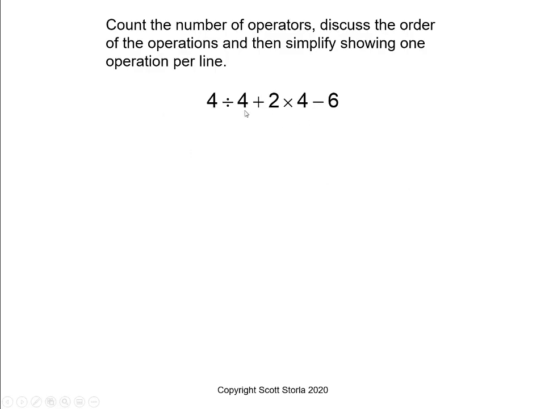4 divided by 4 is 1. 2 times 4 is 8. 1 plus 8 is 9. And then 9 minus 6 will be 3. Here's another.